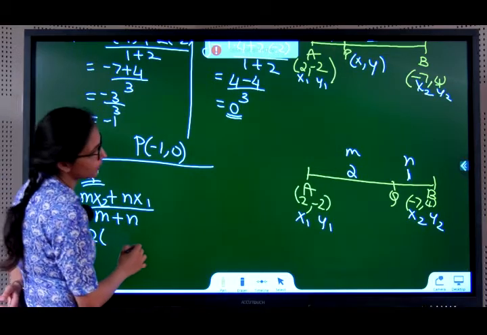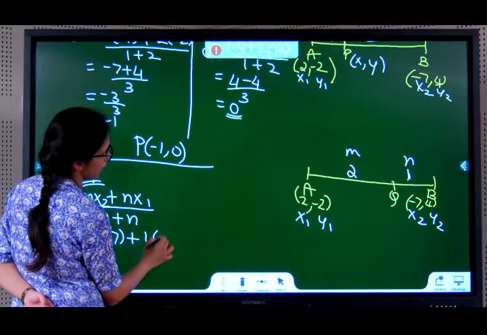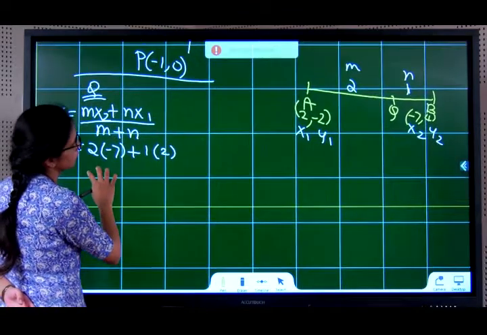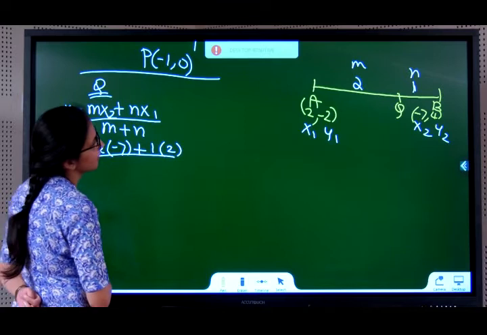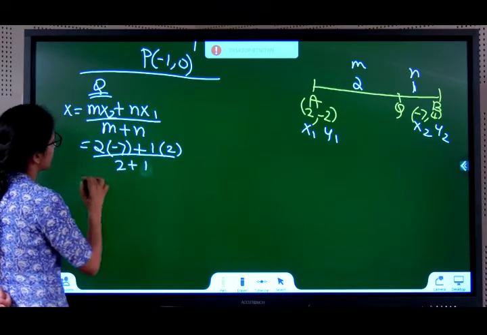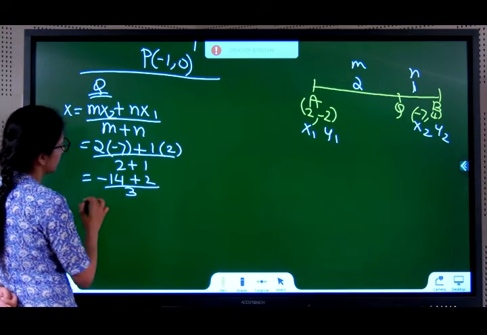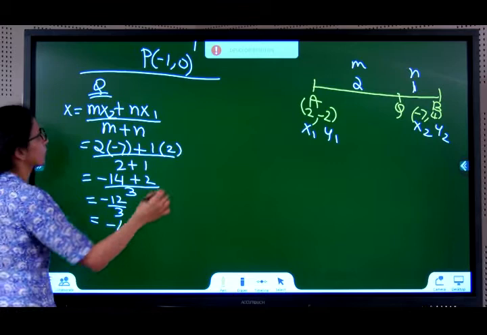2 into x2 minus 7 plus n1 x1 2 divided by m plus n, 2 plus 1, minus 14 plus 2 by 3. Minus 14 plus 2 is minus 12. Minus 12 by 3 is minus 4.